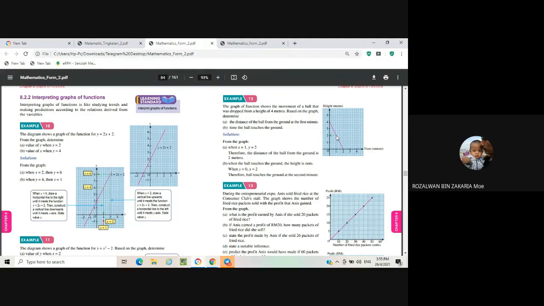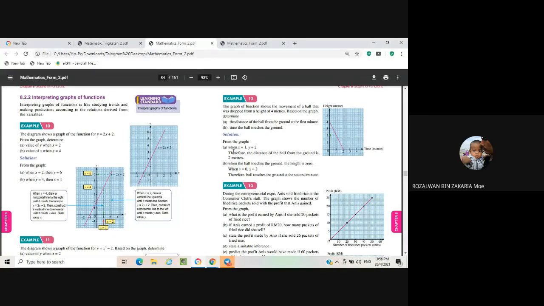Then you have to draw another horizontal dotted straight line. That straight line is perpendicular to the previous dotted straight line that you drew before this. Then you have to draw until it reaches the y-axis, the height here. Then here you can see the value, which is the height is equal to 2. Okay, so that's the answer.